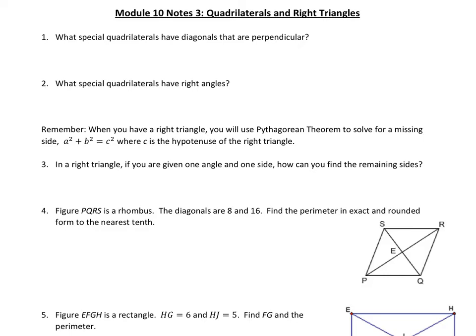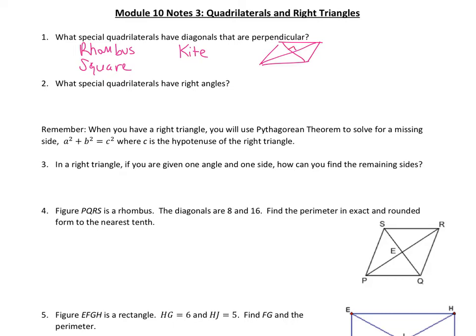And those would be a rhombus. And if a rhombus has it, then so does a square. And then one more is also a kite, that they are all perpendicular in the middle. So that means where the diagonals meet each other in the middle, that they are 90 degrees.